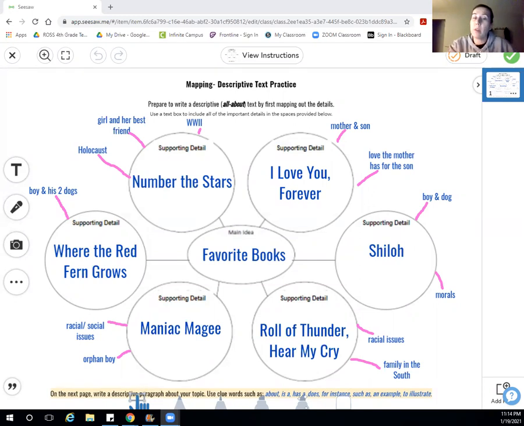Now, please remember that when you are doing a descriptive text, what that essentially means is that you are describing something, you are telling about it. So we're going to be describing books, favorite books, and all about that. So I'm going to get to a screen where I can use the information that I took from this map and start writing myself a descriptive paragraph.